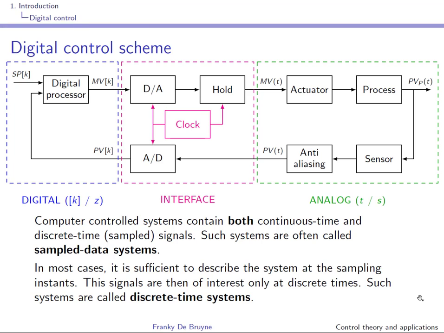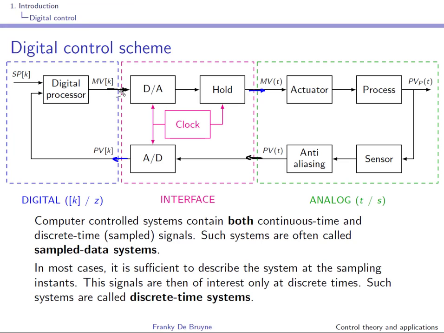The interface has two inputs, so the first one is PV of t, the second one MV of k, and two outputs, PV of k and MV of t. So if we start down here, well, PV of t goes through analog to digital conversion, so through a sample and hold, quantization, and finally digital coding stages, and this will produce PV of k. This PV of k is then used by the digital controller to produce MV of k.